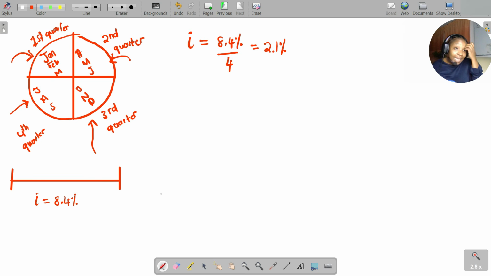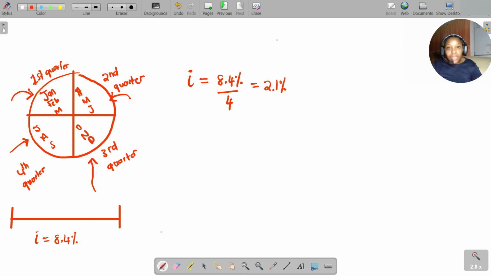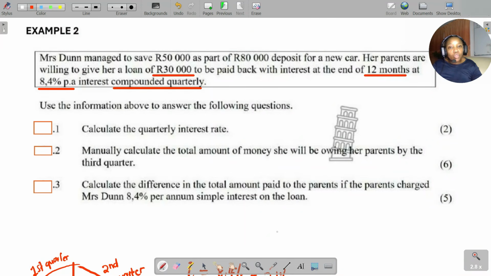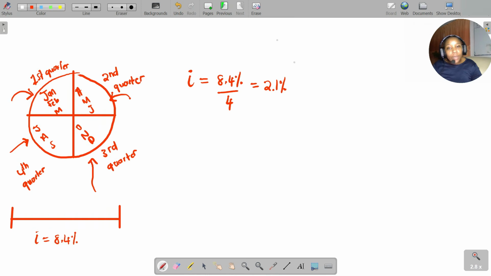Very important. Another thing that we need to do is change the payment period to be in quarters. What do I mean by that? Remember, she has to pay her parents back after 12 months.